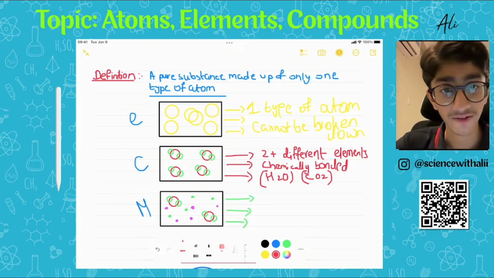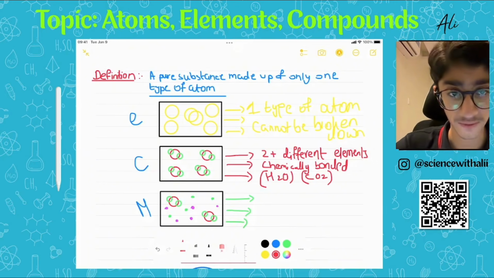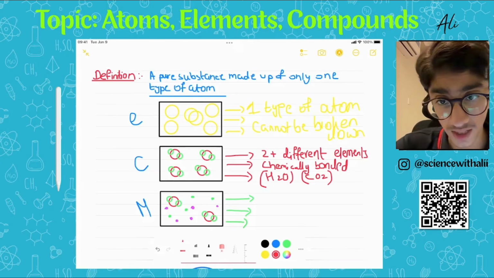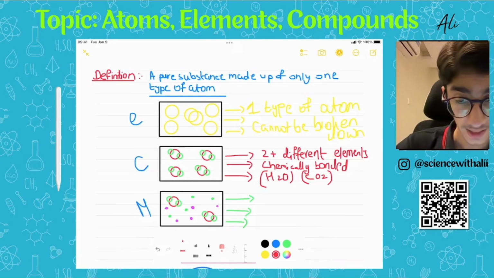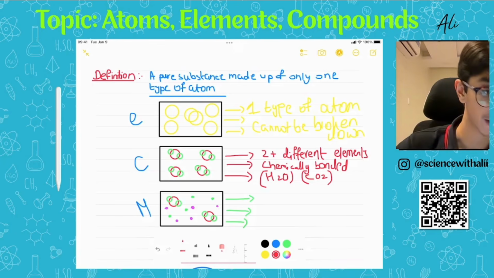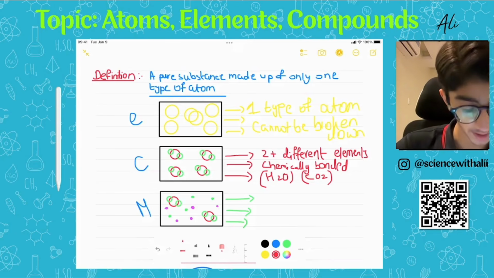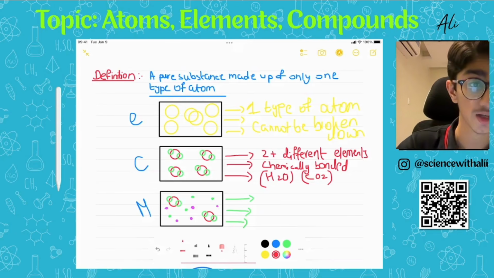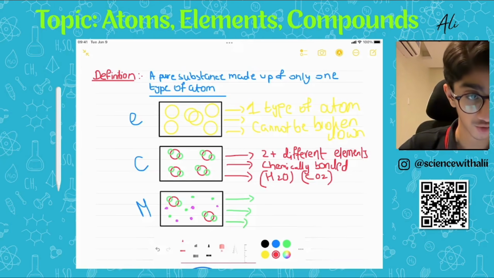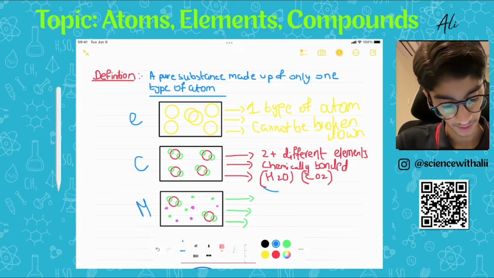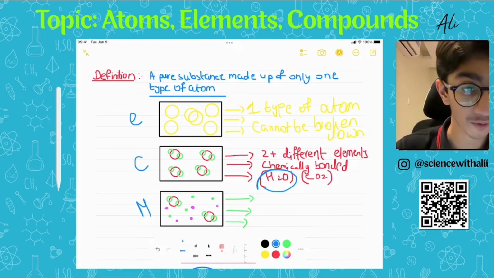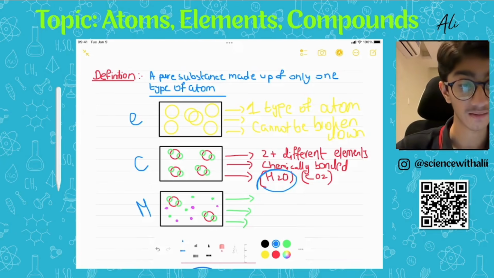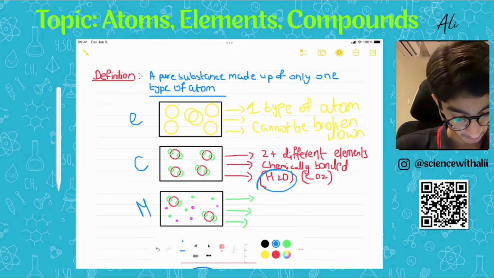Now, they have distinct and unique properties different from the elements that make them up, and compounds cannot be separated physically, and chemical reactions are needed to break compounds into their individual elements. Now, water and carbon dioxide are examples of compounds. Water or H2O is a compound which is composed of two hydrogen atoms and one oxygen atom chemically bonded together. Carbon dioxide is a compound consisting of one carbon atom bonded to two oxygen atoms.